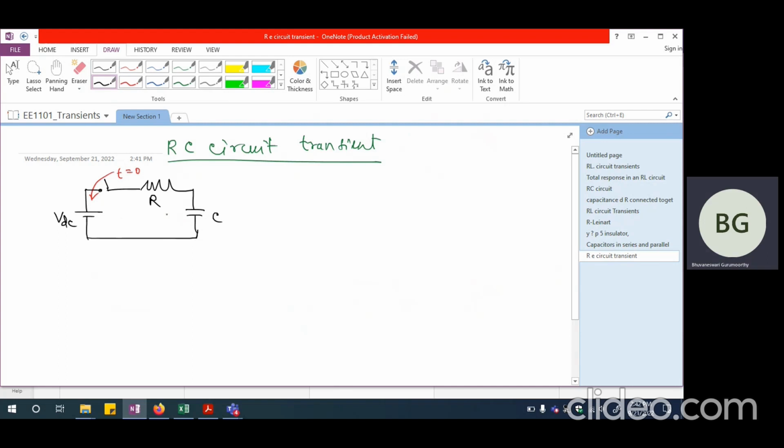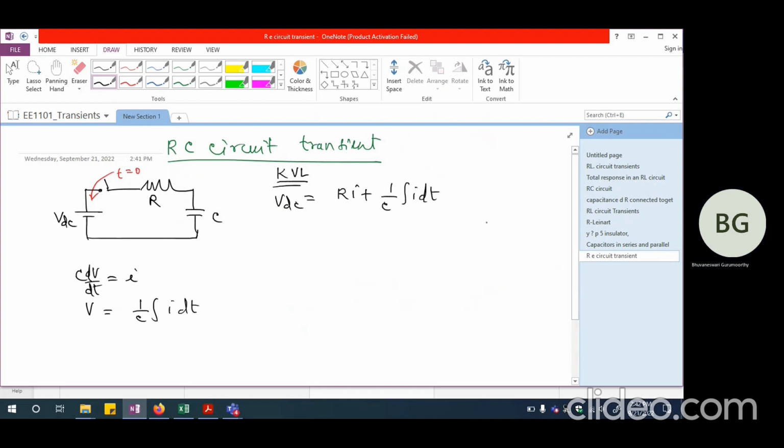So we'll have to write the KVL equation for this. So KVL equation is going to be VDC equal to RI plus whatever is the voltage across the capacitor. So we already said C dV by dt equal to I. So I can say whatever is the voltage across the capacitor is going to be I dt integrated, which has to be divided by C. So I have to write this as 1 by C integral I dt. This is going to be the differential equation corresponding to this RC circuit.